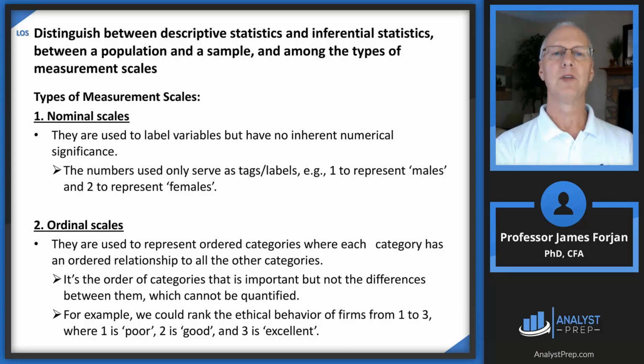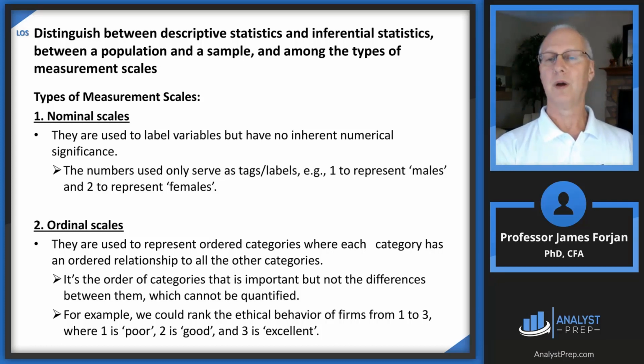How about distinguishing among types of measurement scales? There are several different types. Nominal scales are used to label variables but really have no numerical meaning. For example, we could say that 1 represents males and 2 represents females, or we could say 33 represents males and 34 represents females. The number really doesn't mean anything. It's just that we're distinguishing between 2 groups.